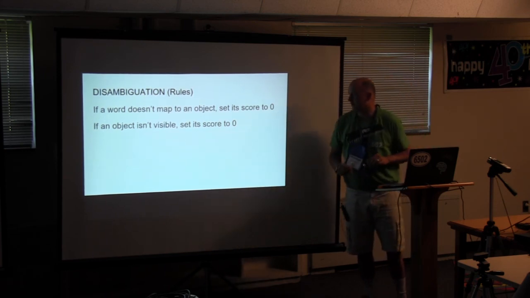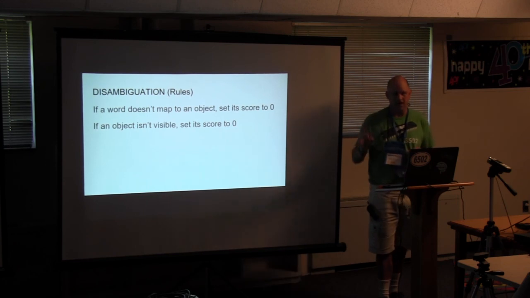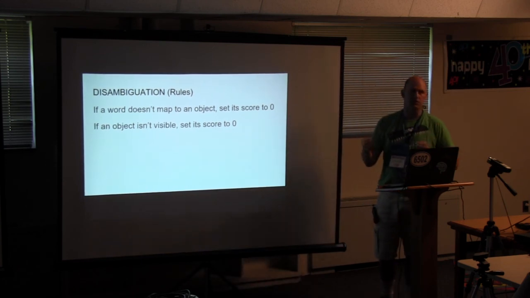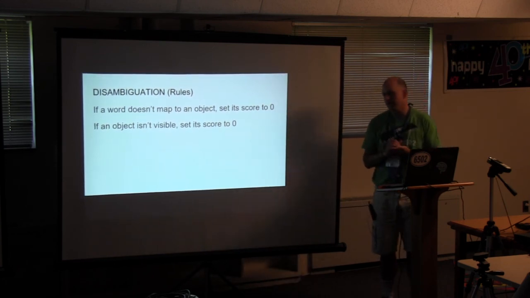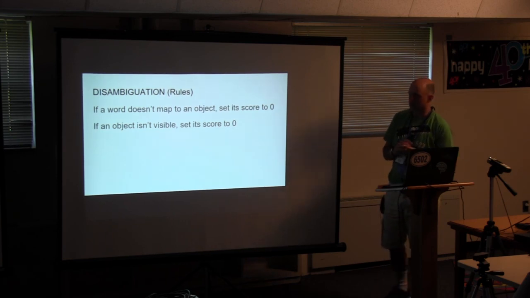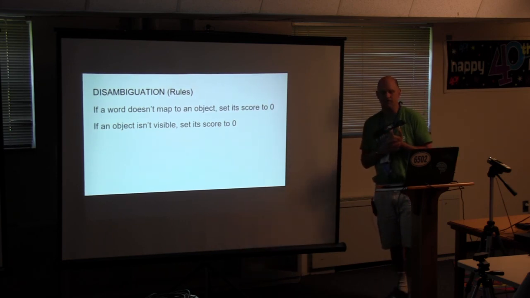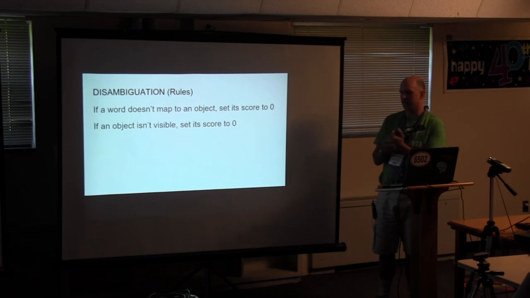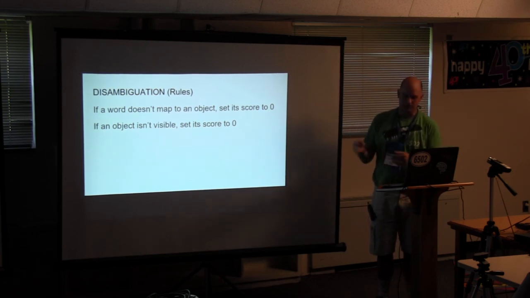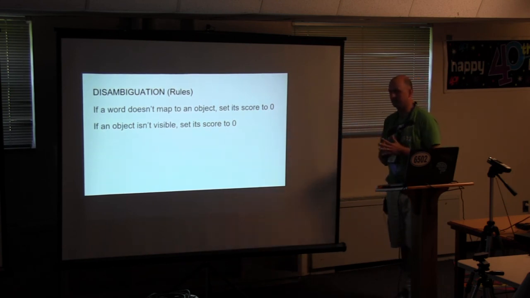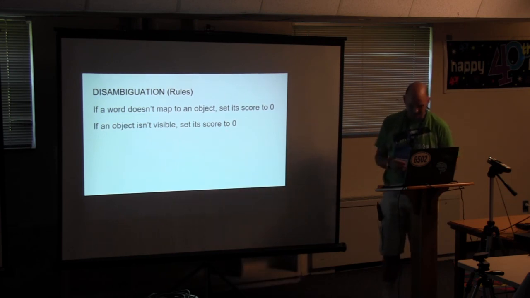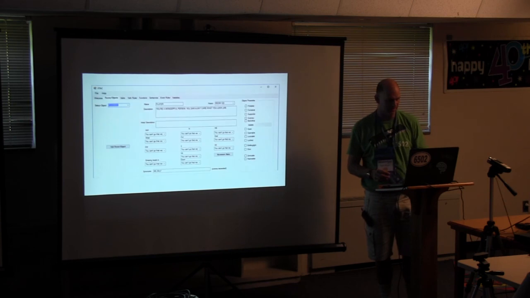And then, sorry, I got these backwards. If there's a word that doesn't apply to an object at all, then set the word score to 0. So if you have the orange elvish sword, orange doesn't map to elvish sword, right? So that object is unmappable at that point, and you just say, sorry, I'm not going to consider that object.